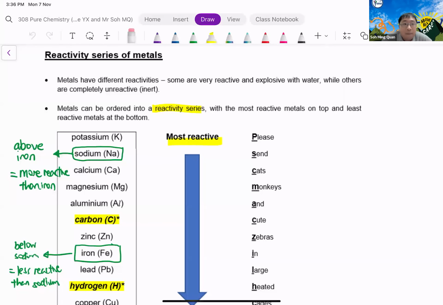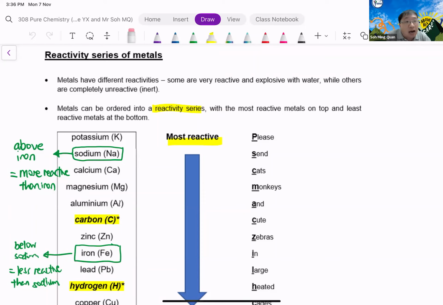Okay, so we are back here to talk about the reactivity series of metals. So this is metals lesson 2. In the previous lesson, we said that metals take up most of the periodic table. If you look at it, almost two-thirds of elements are metals.